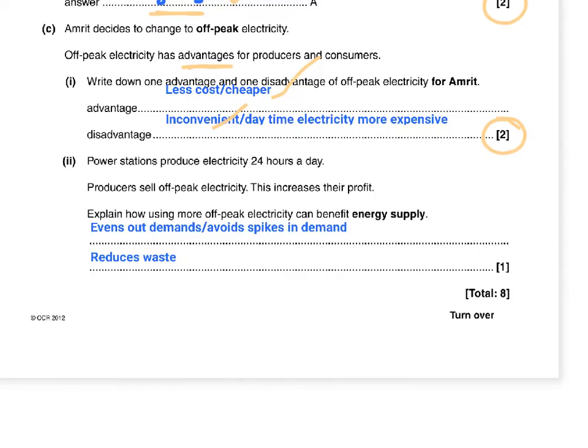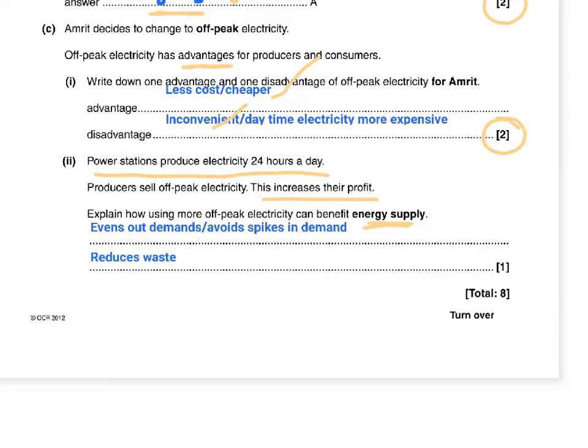And moving on to part 2, power stations produce electricity 24 hours a day. Producers sell off-peak electricity. This increases their profit. Explain how using more off-peak electricity can benefit energy supply.